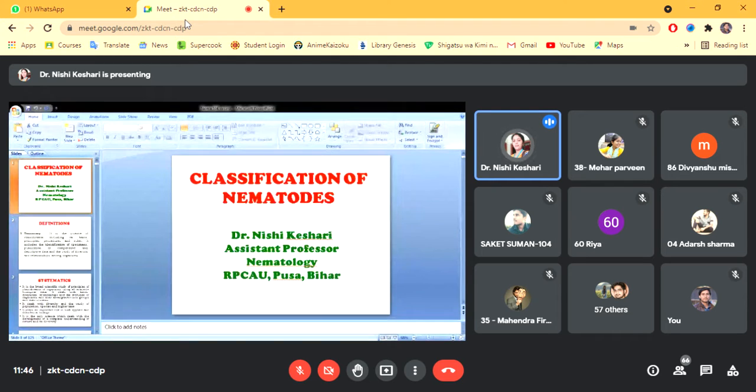Classification of nematodes. Types of nematodes are classified in different orders, families.